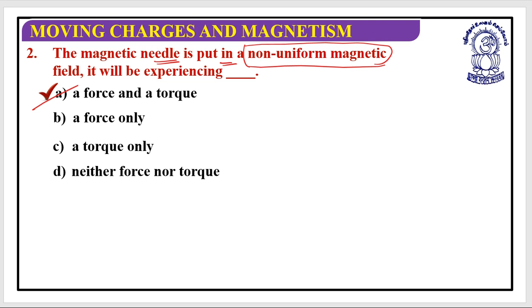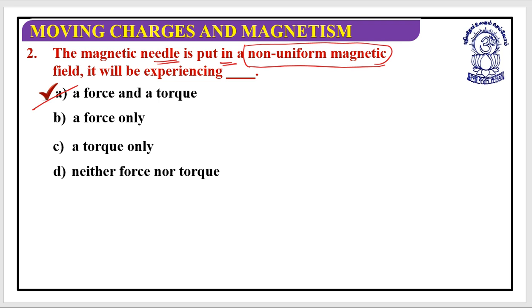So when we put a coil that can be represented as a magnetic moment in a non-uniform magnetic field, it has both a force as well as a torque. I hope this is clear.